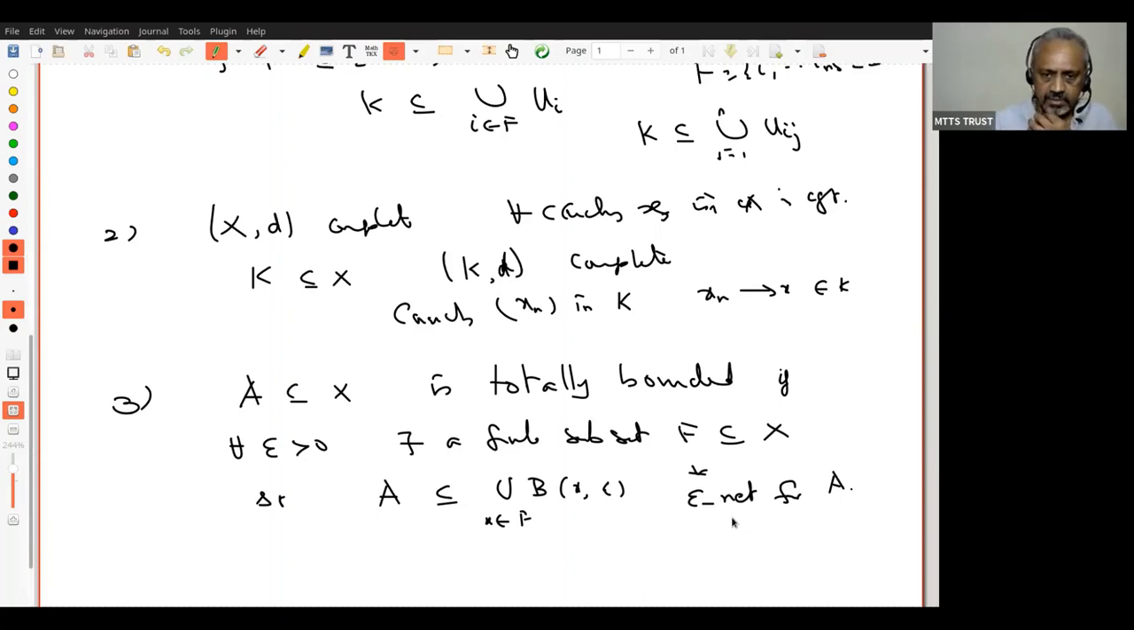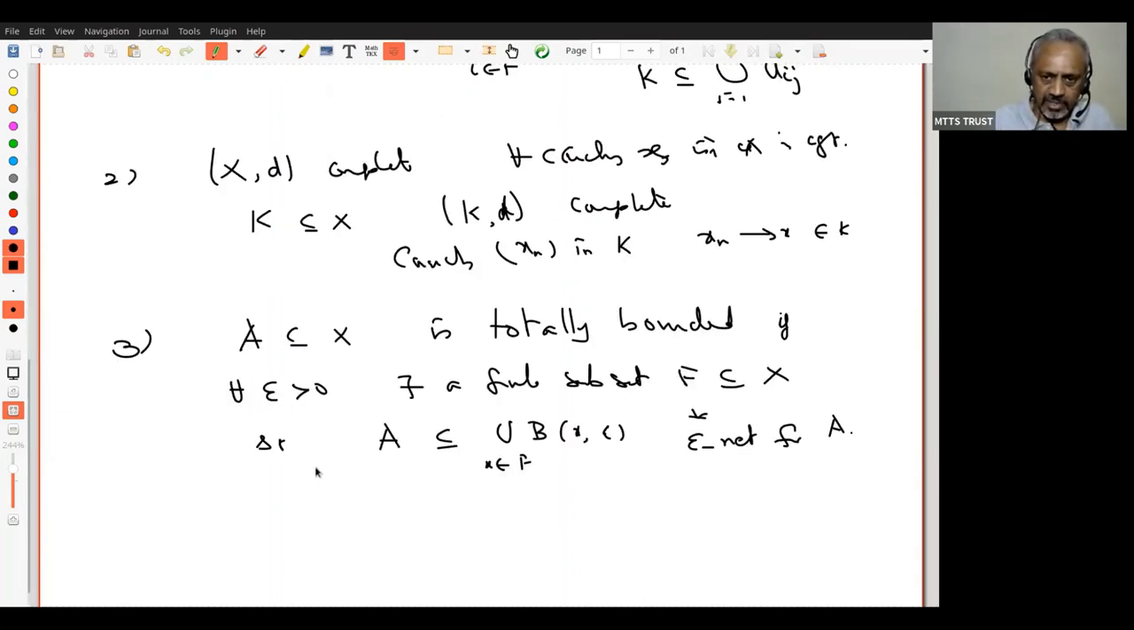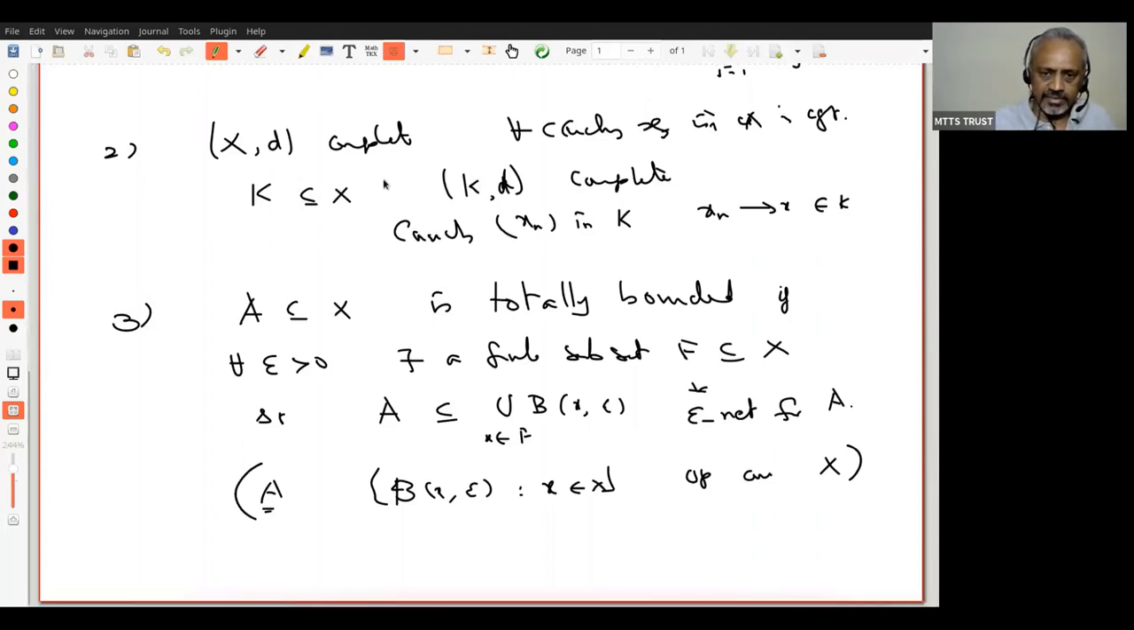I'm sure when you come to this, you had already seen these things, but to keep the notations clear, I'm just recalling. This notion of total boundedness is a backdoor entry of compactness. Because suppose A is compact, and for every epsilon, I have B(x, epsilon) as x varies over X. This is an open cover for X, and hence an open cover for A. Therefore, I should be able to find a finite subcover. That's all it says. Therefore, total boundedness is in some sense a backdoor entry.